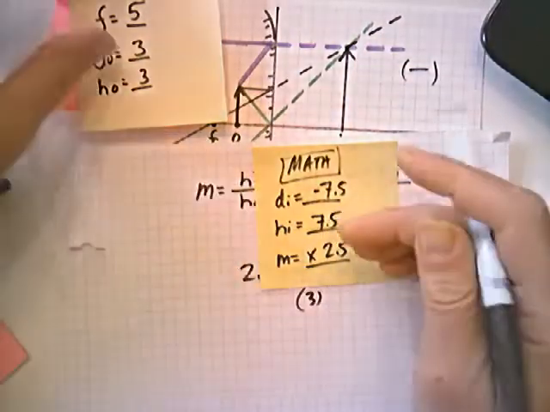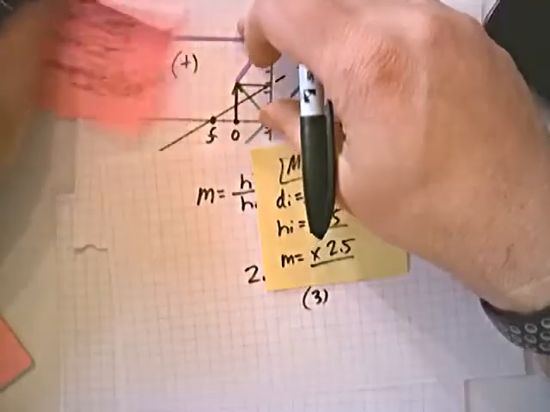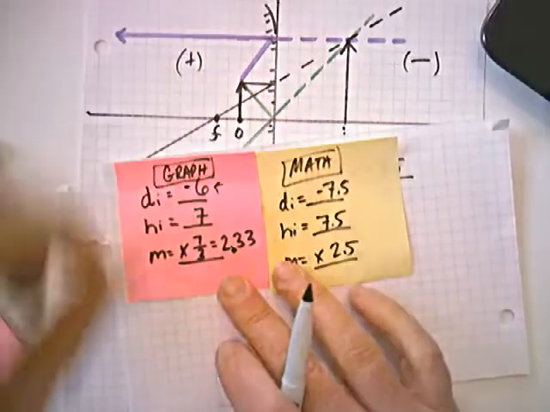Let's see how we did. Let's look at our graph answer. Oh, a little bit better, 7, pretty close.